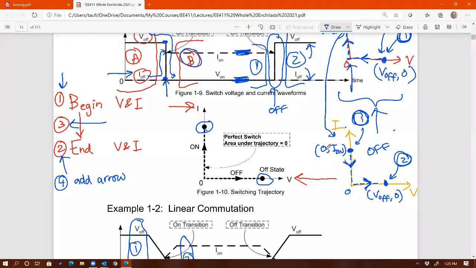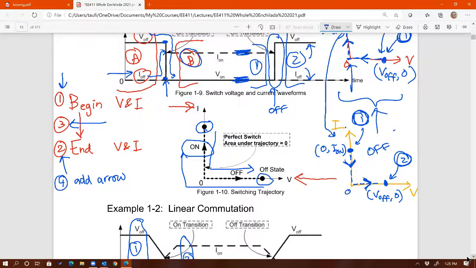The only thing that's different is the arrow. For turning on, the arrow goes from off to on. So that's why I'm labeling one of the arrows as on, to signify that for the on transition, it goes from here to here, that way. Whereas for off, it goes from there to there. Any question on how to merge the two?